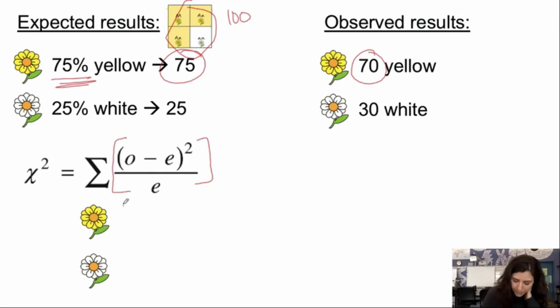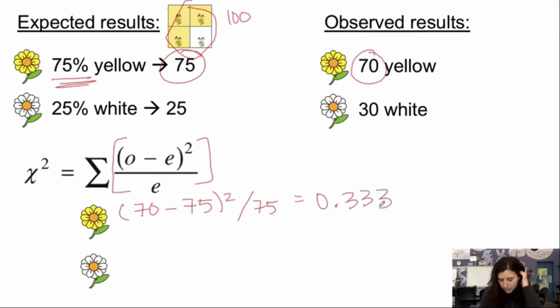Okay, so for yellow, the observed we saw was 70, minus the expected was 75, squared, and then divided by the expected, which is 75. And if you do that math and plug it into your calculator, you will see that you end up getting 0.333. I like to round at the thousandths place for this. It just makes sure that you're not going to cut off some important decimals, but you don't need to go out to like 10 decimal places or anything like that. Definitely don't round until the very last step in these problems.